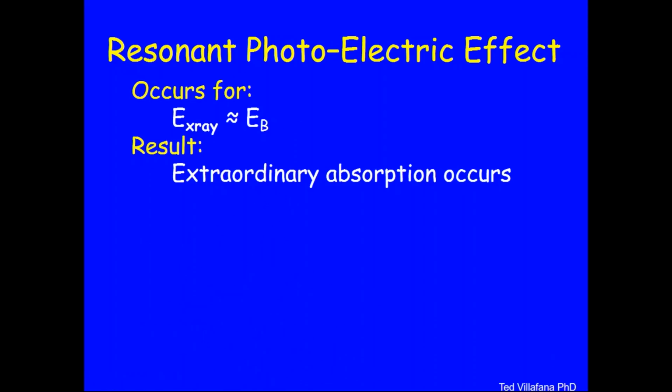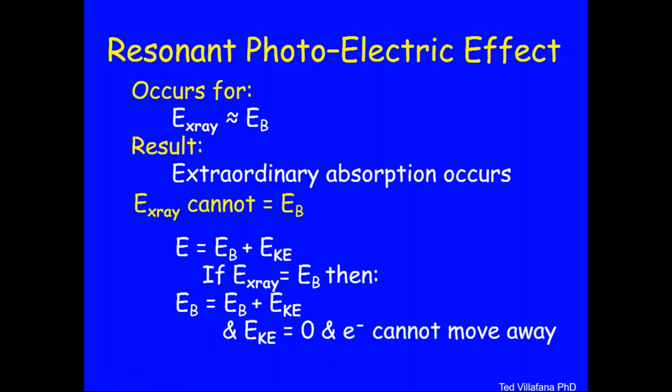Okay. We said that we call this the resonant photoelectric effect, where this extraordinary absorption occurs, and you have to have that resonant match between the X-ray energy and the binding energy. And you cannot be exactly the binding energy, because remember this idea here that any material will be transparent to its own characteristic radiation. You can't have exactly the binding energy, because then there's no kinetic energy available for the electron, right? If the energy in equals the binding energy, then there's no energy available for the electron to move away with.